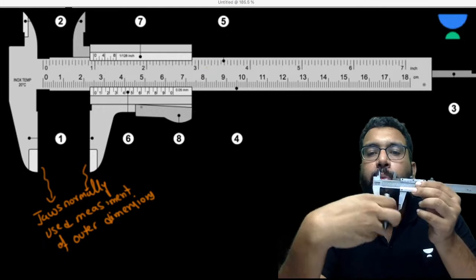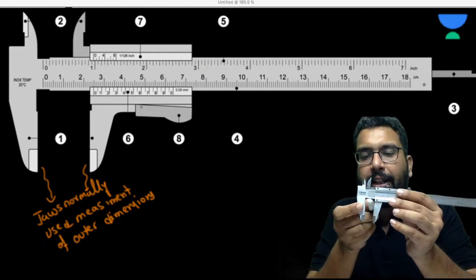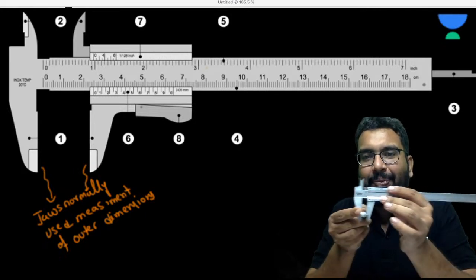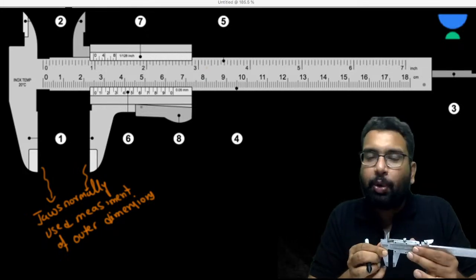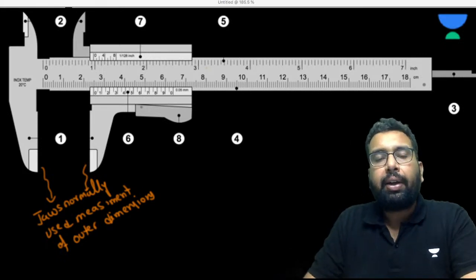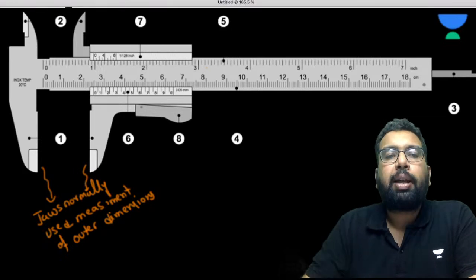I want to measure the diameter of this pen, so I can hold it in between these two jaws like this. Then what is the reading? All this I am going to answer. Don't worry, we'll go step by step. So these are the jaws normally used for measurement of outer dimension.